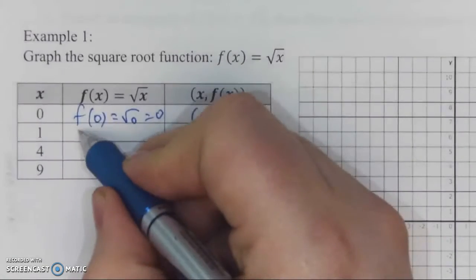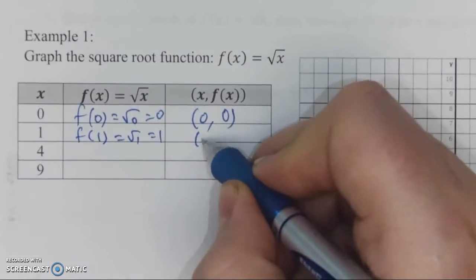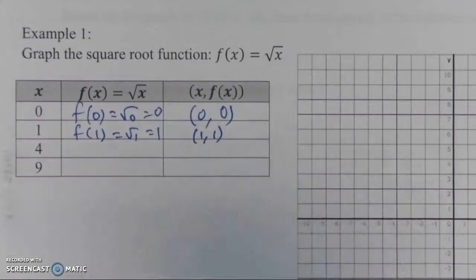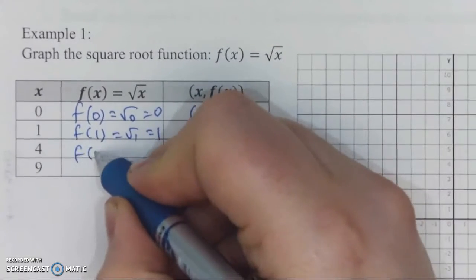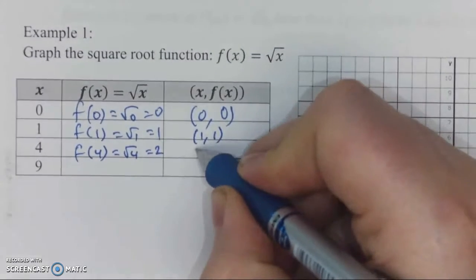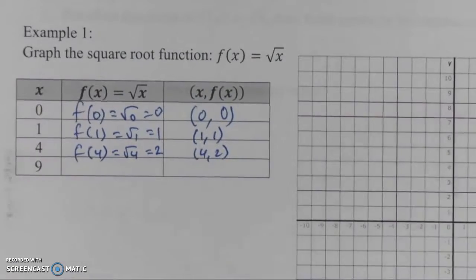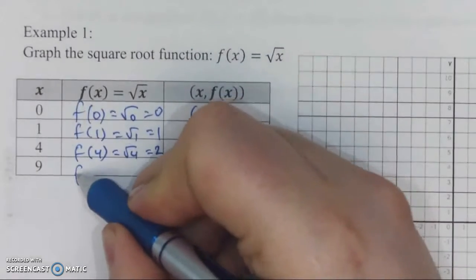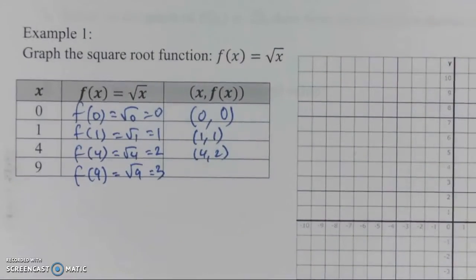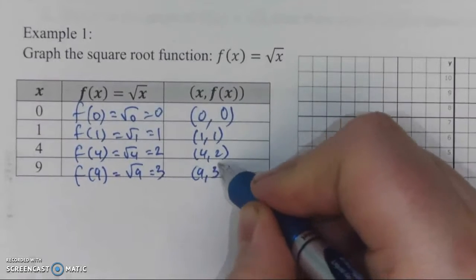The next point is 1. f of 1 is the square root of 1, which is 1. So this is the point (1, 1). For 4, f of 4 is going to be the square root of 4, which is 2. So this is the point (4, 2). And the next one, 9, this is f of 9, which is the square root of 9, which is 3. So this would be the point (9, 3).